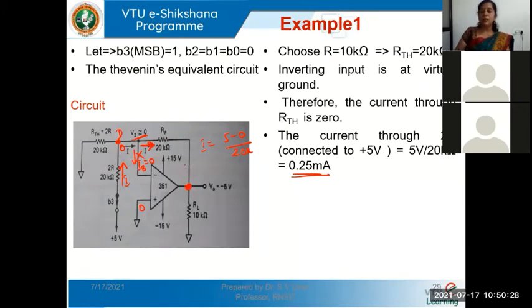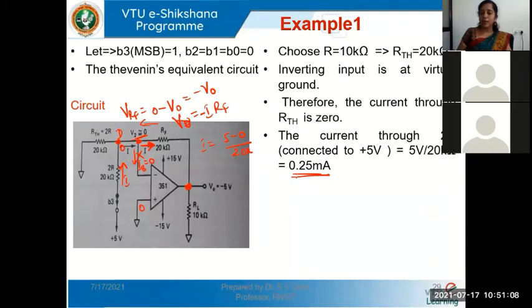The output voltage here will be the voltage drop across RF. What would be the voltage drop across this? This end is at 0 and this end is at V0. So the voltage drop across this resistance VRF is 0 minus V0, or it is minus V0. And how will I find the value of this voltage? It can be found as the current I into RF, but with a negative sign. So V0 can be written as minus I into RF.